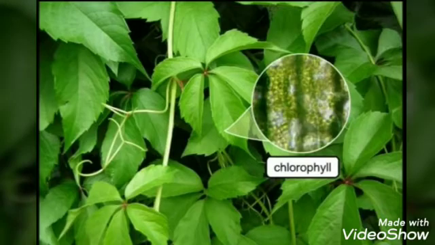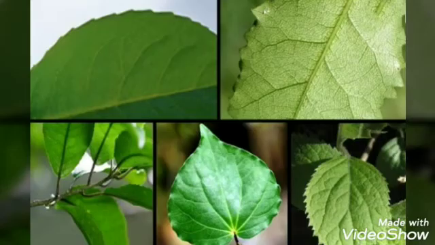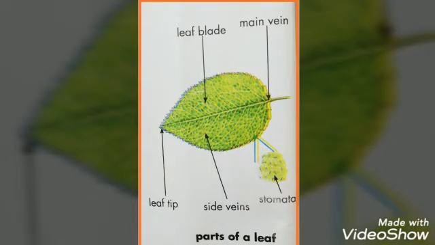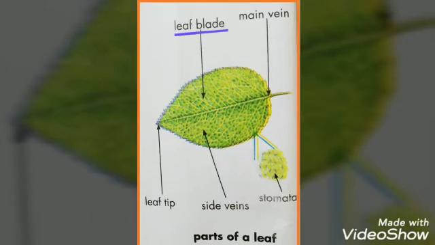Leaves get their green color from chlorophyll. Though leaves of different plants are different, they have some common features. So let's learn about the structure of leaves. Parts of a leaf. The leaf blade is the flat part of the leaf. It helps to trap a lot of sunlight.